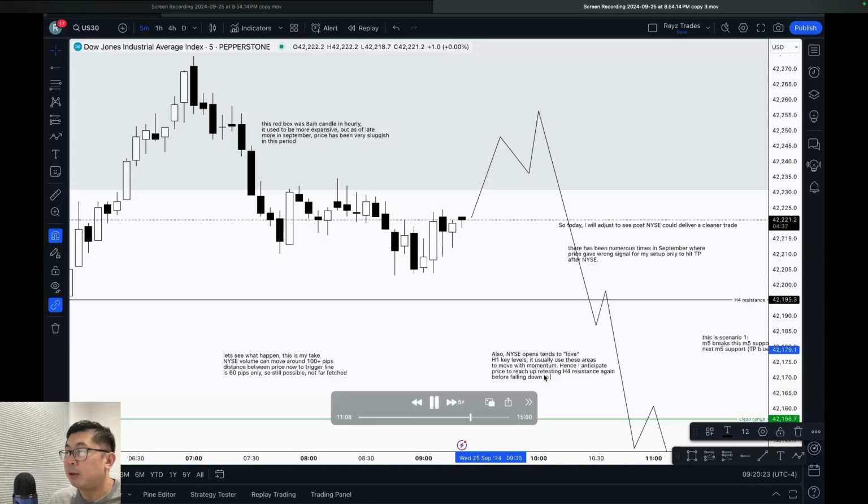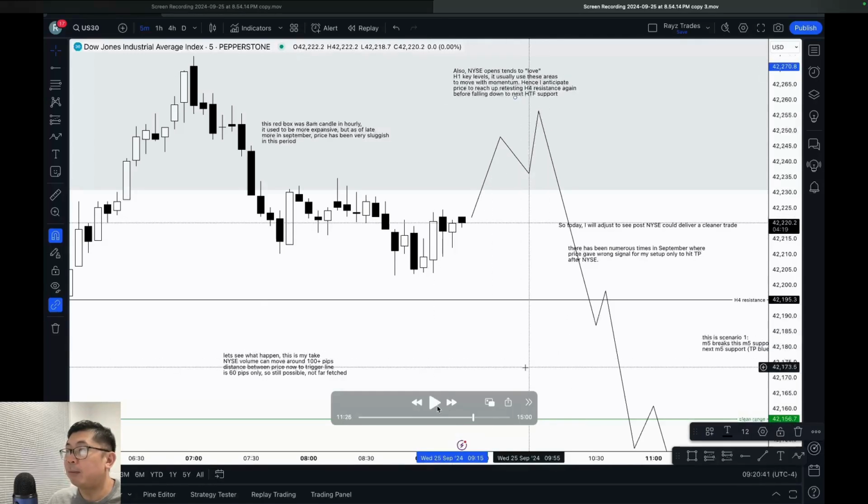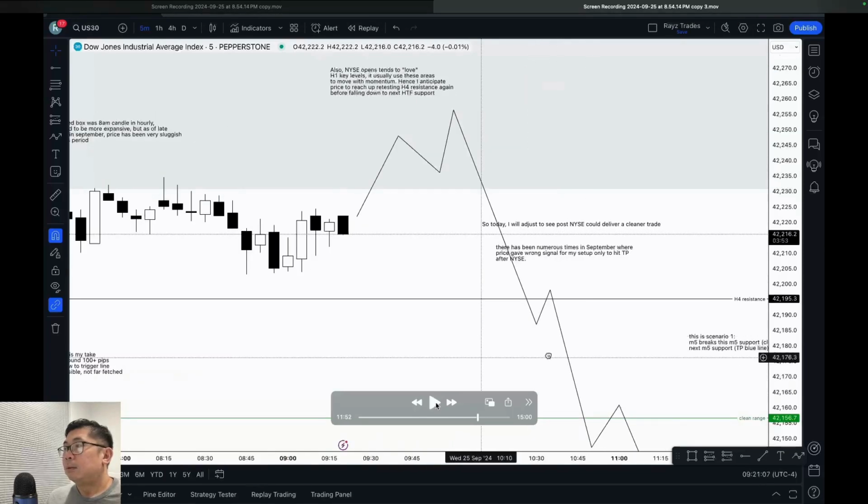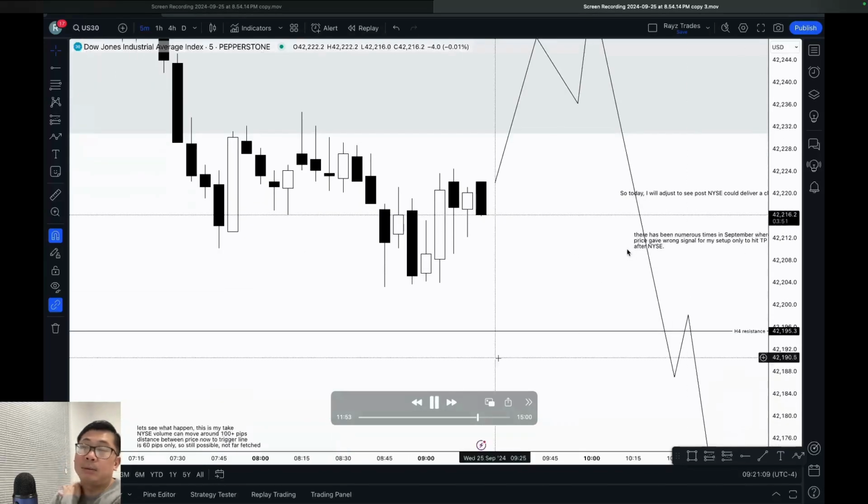Right, retesting the 4 hour resistance again before falling down to the next high time frame support. Yeah, that's what I wrote. So I think I showed this earlier. So I will wait until post NYSE, right? Post New York Stock Exchange opens to deliver a cleaner trade. That's what I wrote.